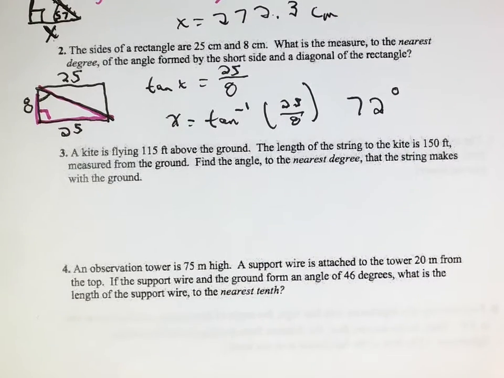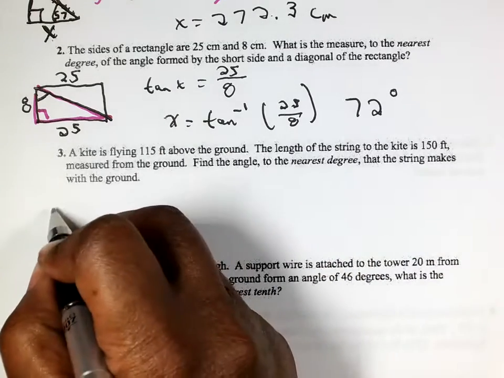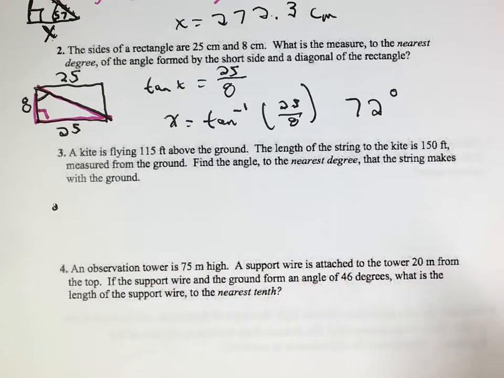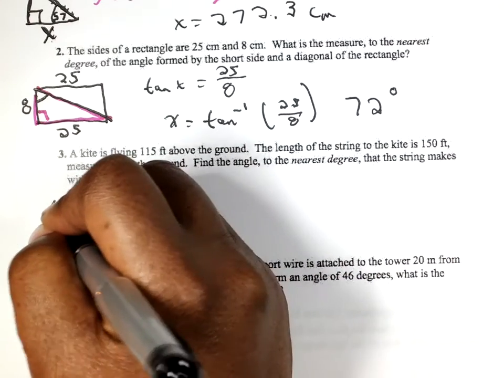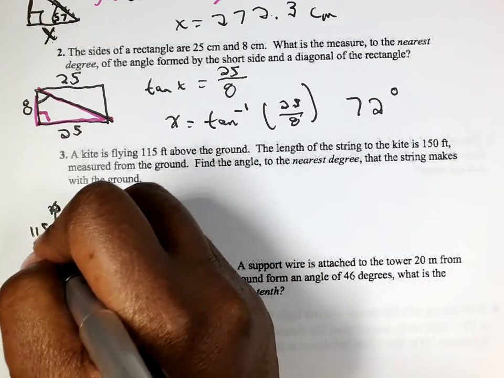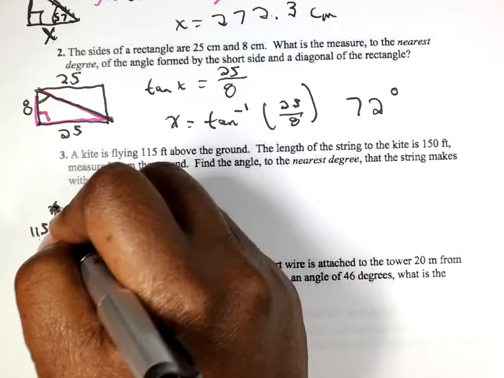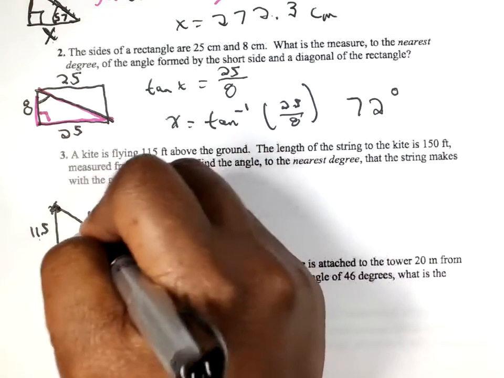Number 3, a kite is flying 115 feet above the ground. The length of the string to the kite is 150 feet. Find the angle to the nearest degree that the string makes with the ground. So we have our kite up here, and that distance is 115. And then we have a string that's 150 feet.